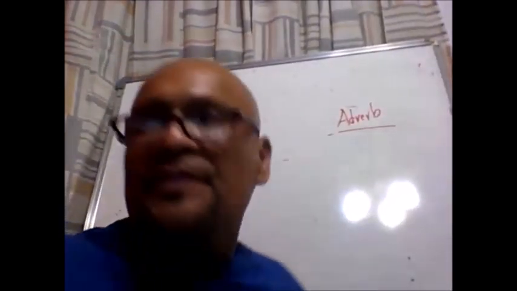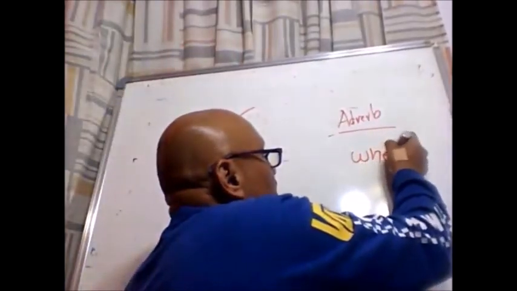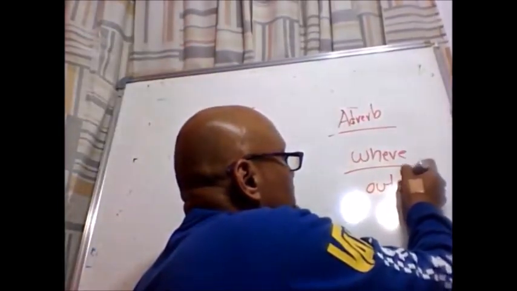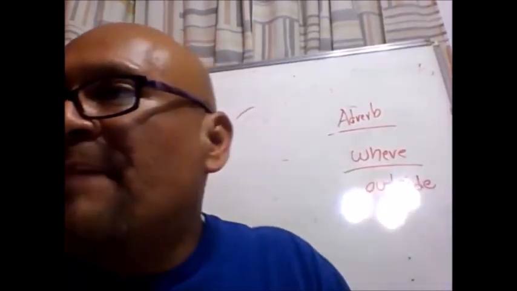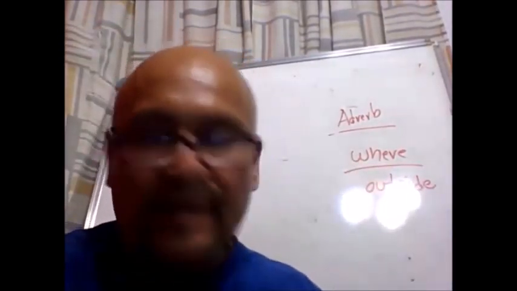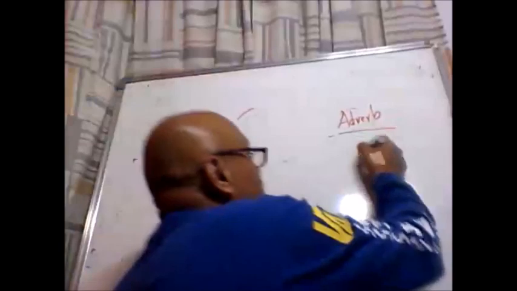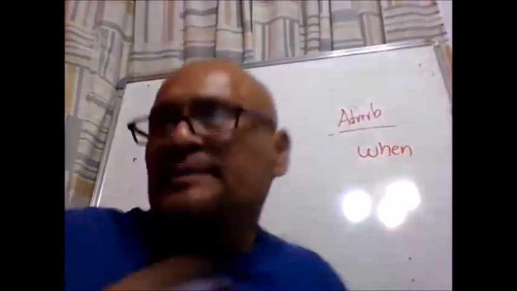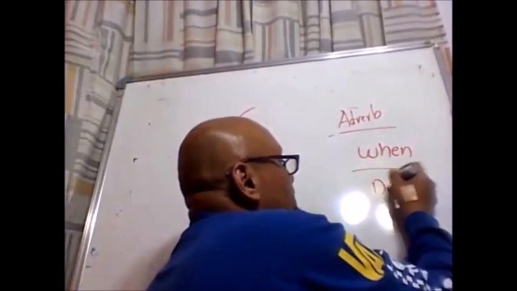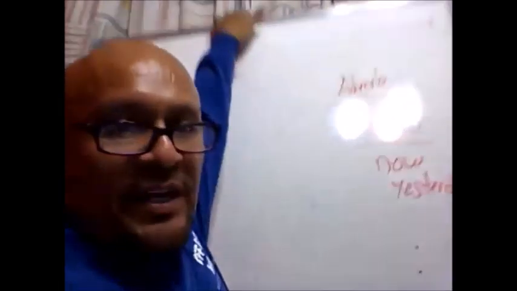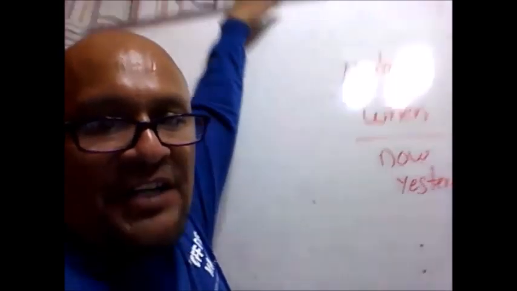Okay? Another type of adverb is where. It also describes where. For example, outside. Where are you playing? I am playing outside. That is also an adverb. Okay? And it also describes when. Now. Yesterday. That describes something else that you do. I don't know if you can see it closely. Now and yesterday.